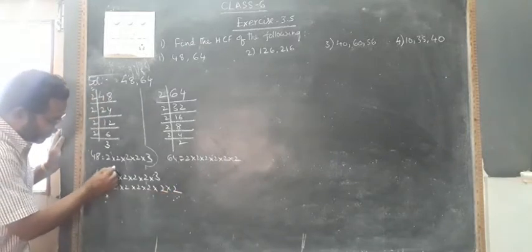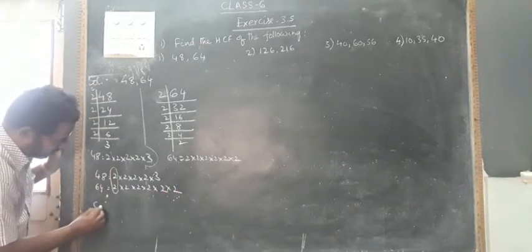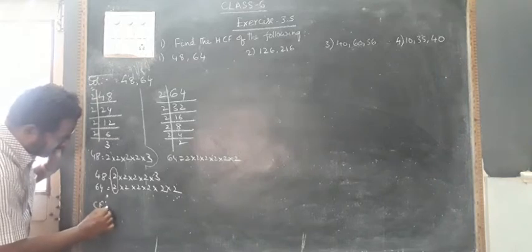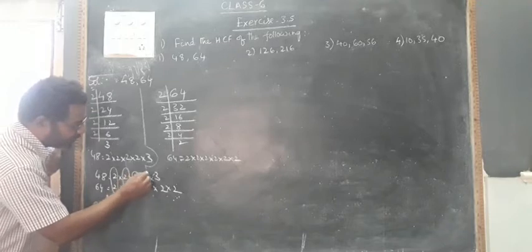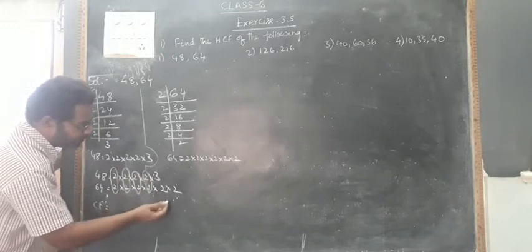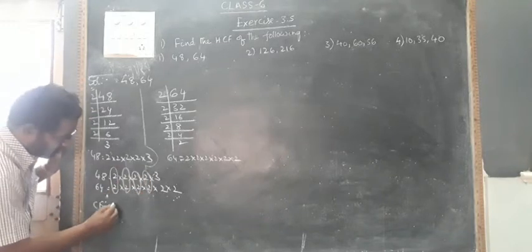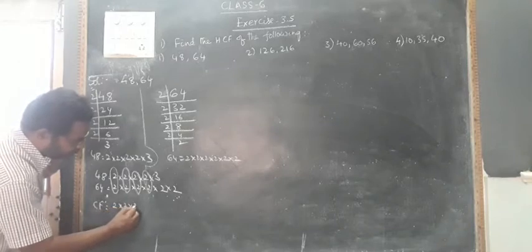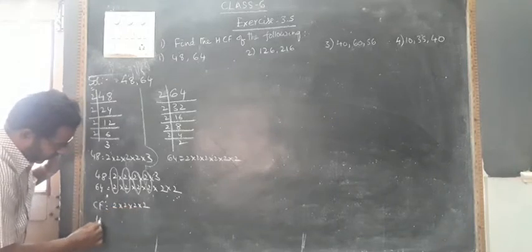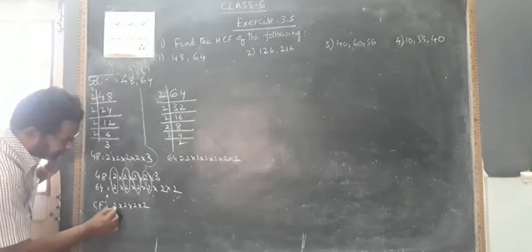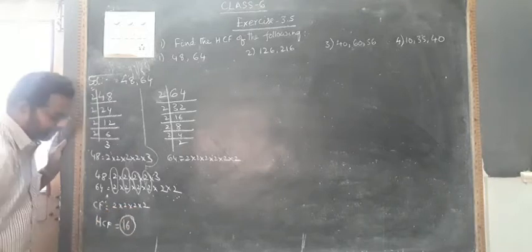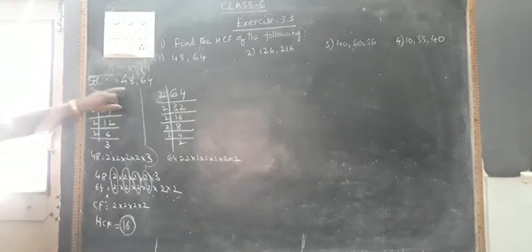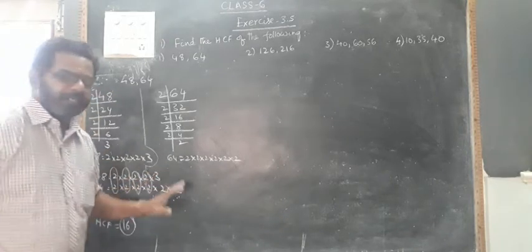Now take the common factors. 2 is common, 2 is common, 2 is common, 2 is common. That's all. Four 2s only are common. So 2 into 2 into 2 into 2. Now we can write the HCF is equal to 2 4 is 4, 4 2 is 8, 8 2 is 16, the common factor for 48 and 64. This is the prime factorization method.